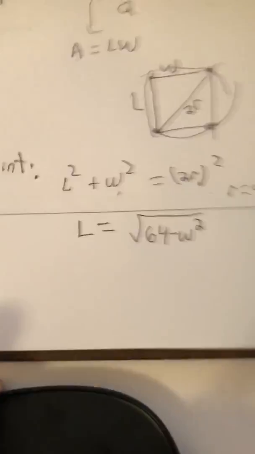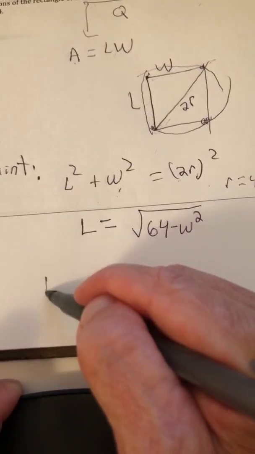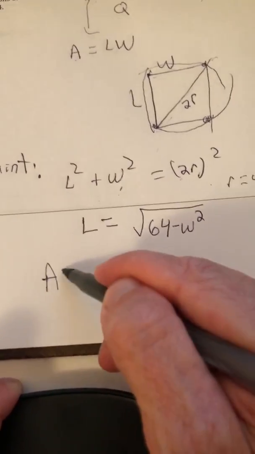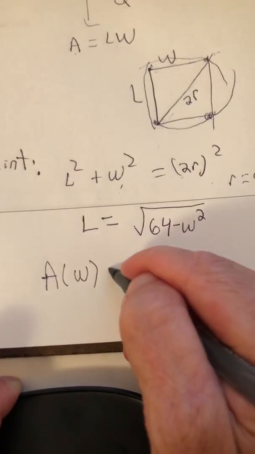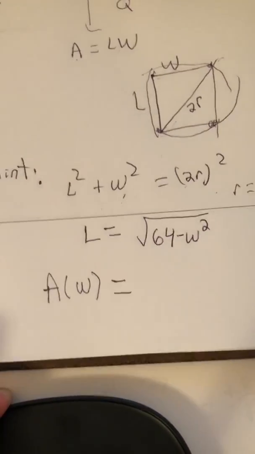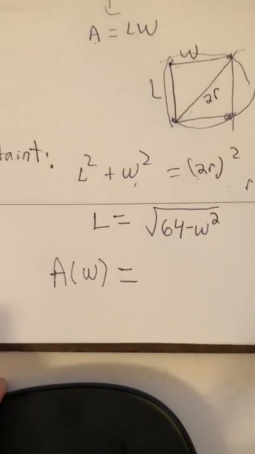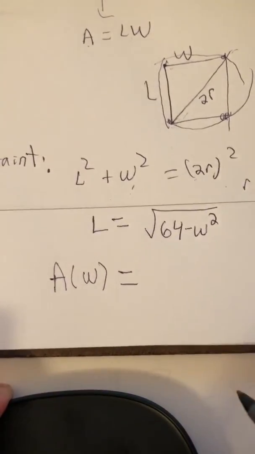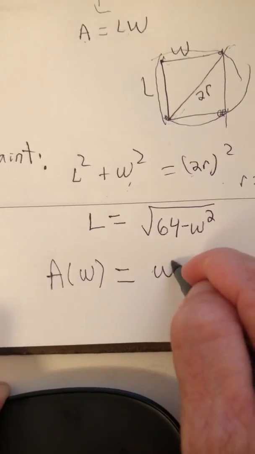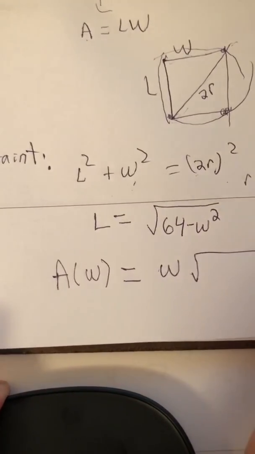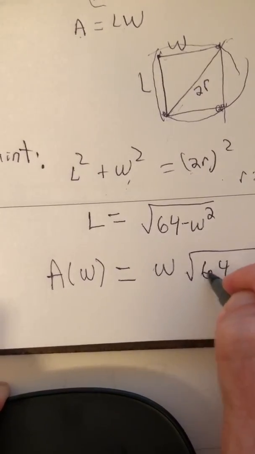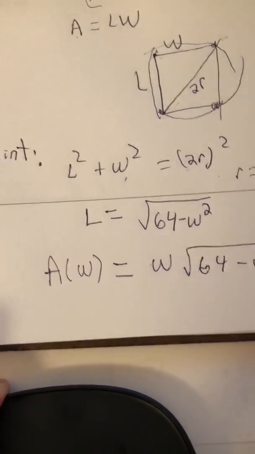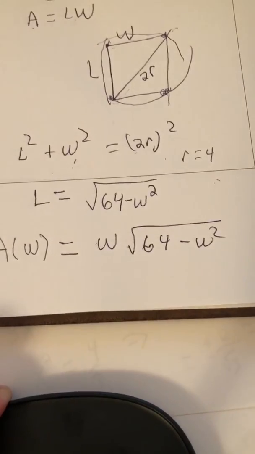So what that means is that the area, and this is very important, this is where we have our quantity in terms of only one variable. Remember, area of a rectangle is length times width. So area is going to be, again, length times width. So we have W times the length, which is the square root of 64 minus W squared, right?